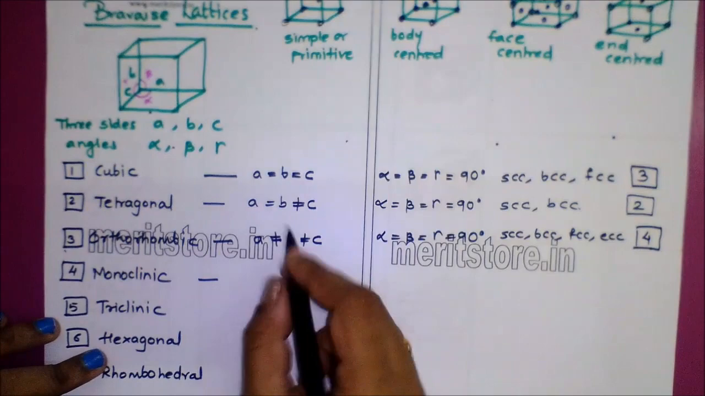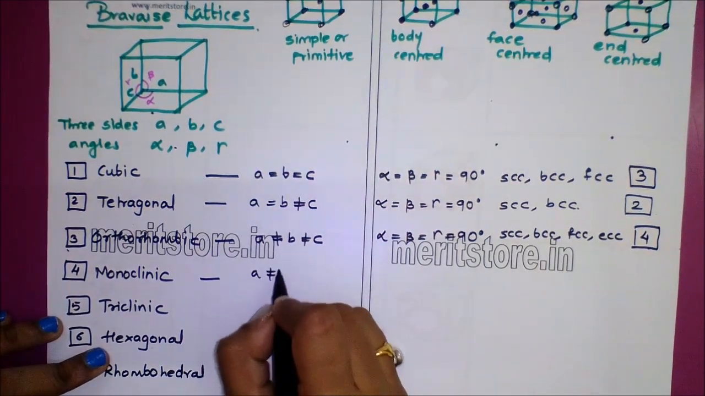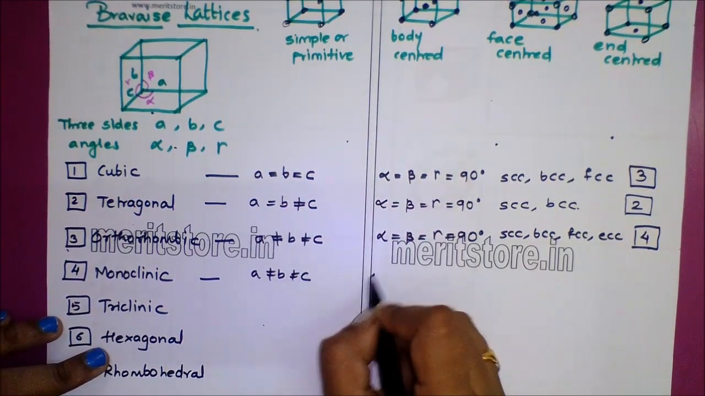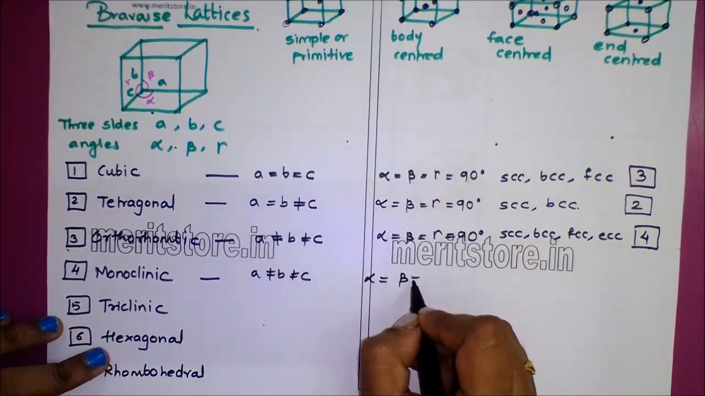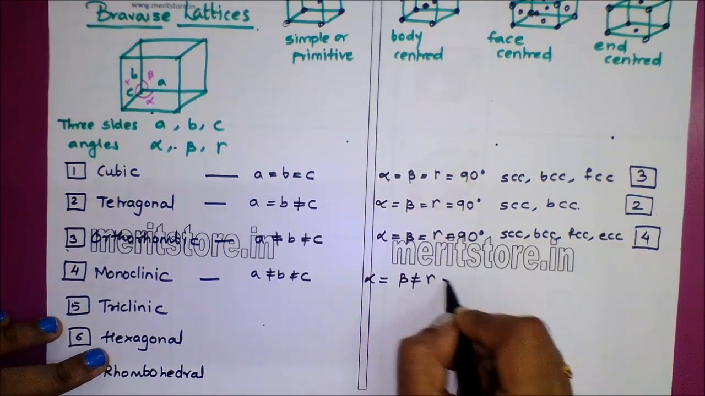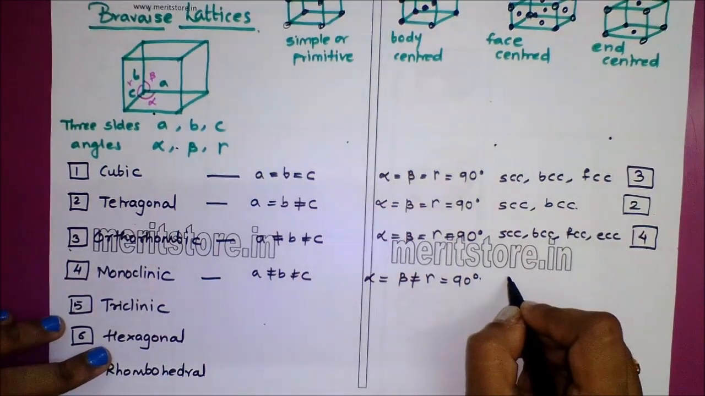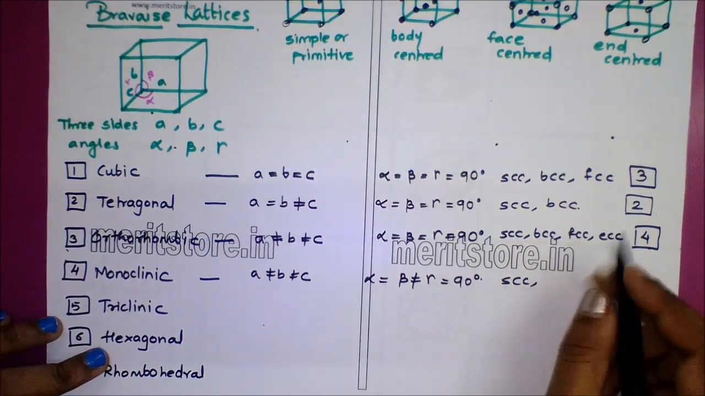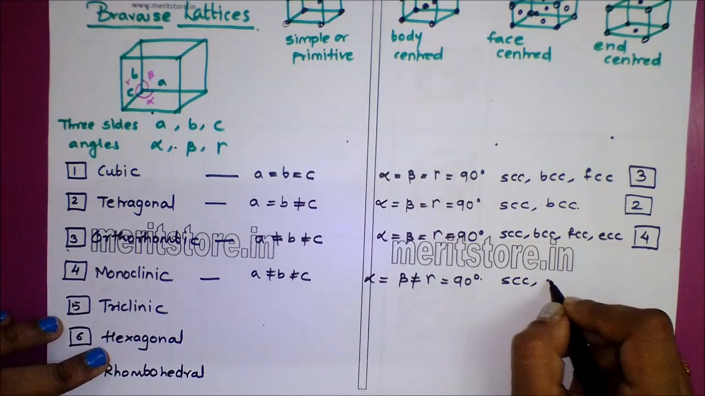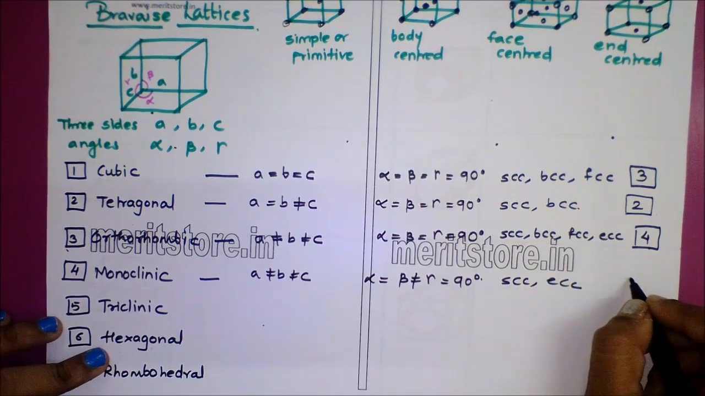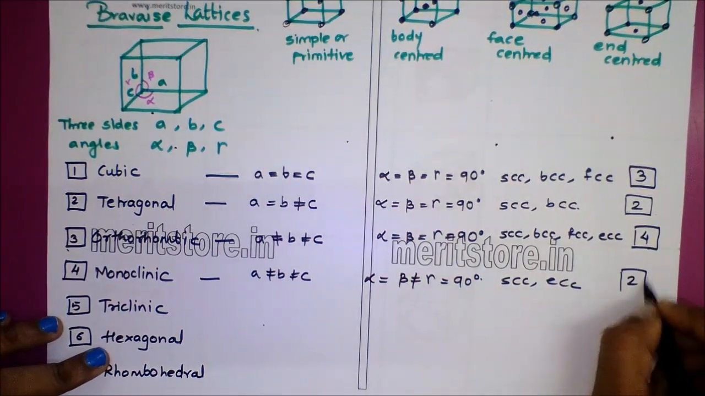In case of monoclinic, I will continue further. a is not equal to b, not equal to c, but alpha = beta = 90 degrees, and gamma is not equal to 90 degrees. So here we have 2 types, one is SCC and the second one is the end center, that is ECC. So here we have a total of 2 arrangements.